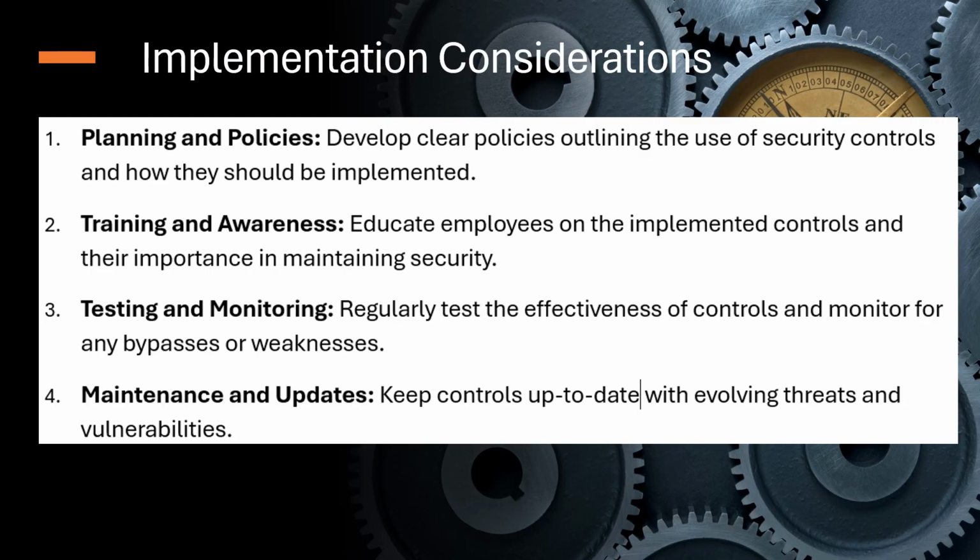Some implementation considerations are: one, planning and policies. Develop clear policies outlining the use of security controls and how they should be implemented. Two, training and awareness. Educate employees on the implemented controls and their importance in maintaining security. Three, testing and monitoring. Regularly test the effectiveness of controls and monitor for any bypasses or weaknesses. And four, maintenance and updates. Keep controls up to date with evolving threats and vulnerabilities.